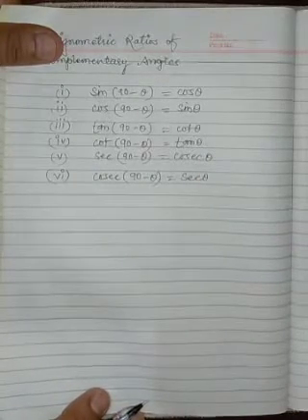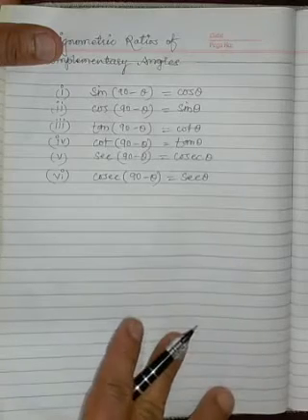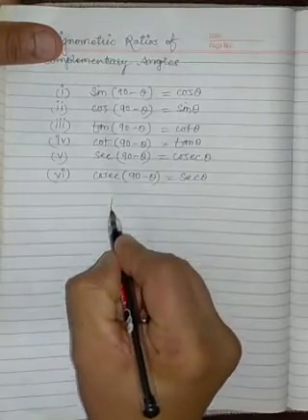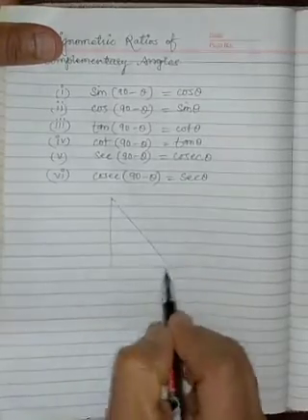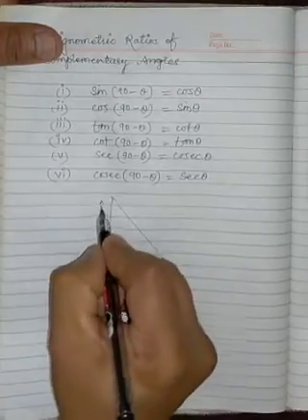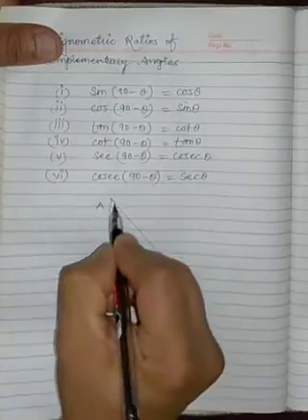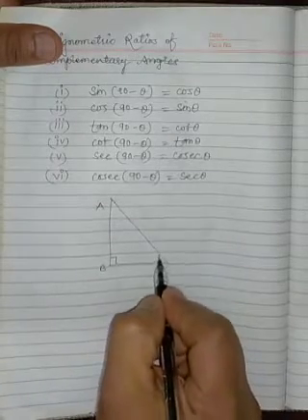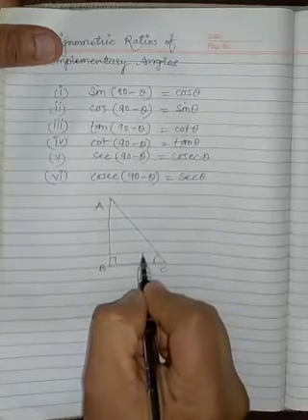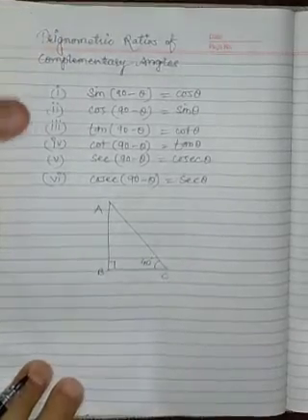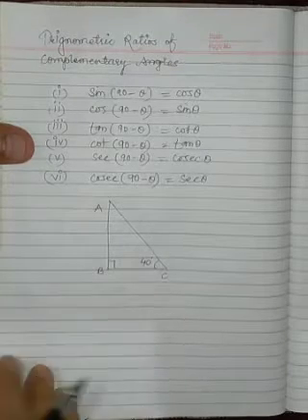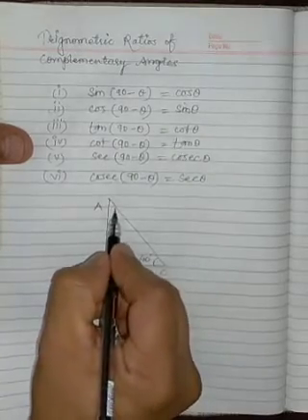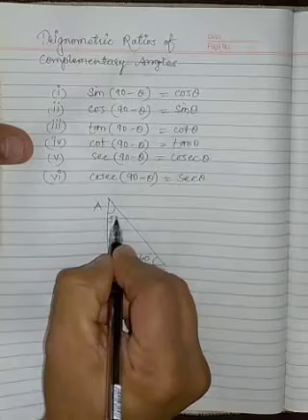Okay? Now, what is the way of using these relations in solving? For this, for example, let us see a triangle ABC, angle B is equal to 90 degree, and let angle C be 40 degree. Okay? So if angle B is 90, angle C is 40 degree, then by angle sum property, angle A will be equal to 50 degree.